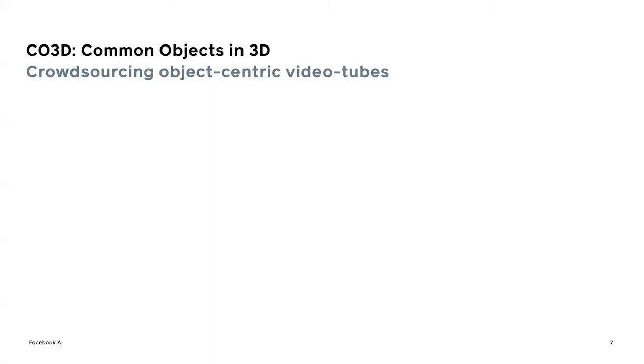So again, this is Common Objects in 3D. And so what's the content of this data set? Well, this is a large collection of videos that we have crowdsourced from the internet. All right. So actually, you can think of that as a sort of reverse labeling process.